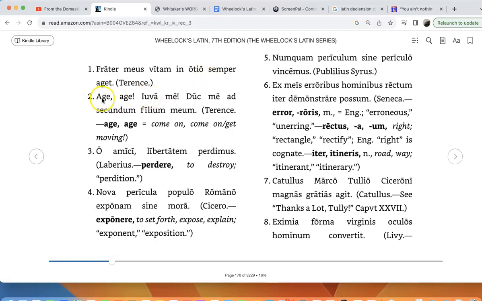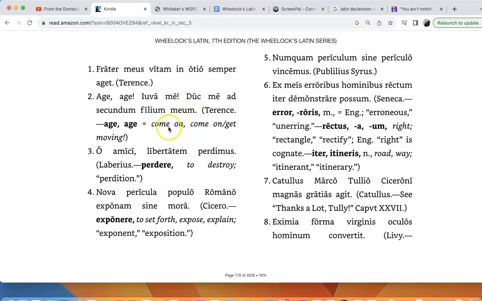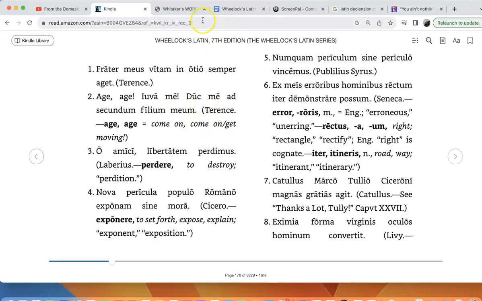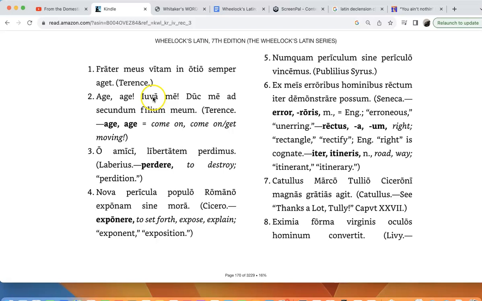All right, moving on to duo. Age, juva me, duc me ad secundum filium meum. And here they give us some translation here. So this is the imperative going back to chapter 1 using the same verb. So come on, help me. Take me to my second son. So maybe perhaps he's missing, or he's been abducted, or he's lost in some sense. So he's asking for help. So come on, help me, lead me or take me to my second son.